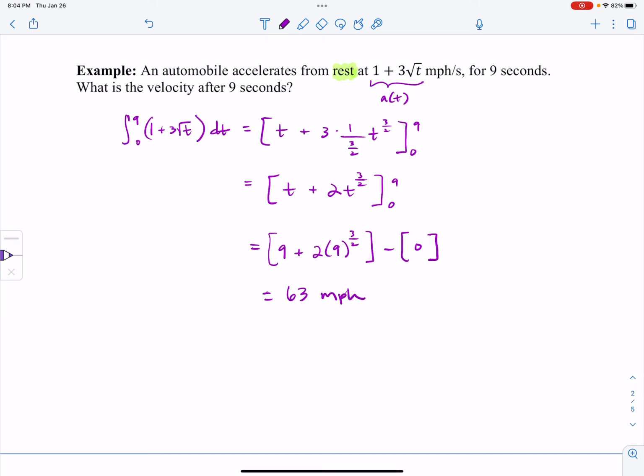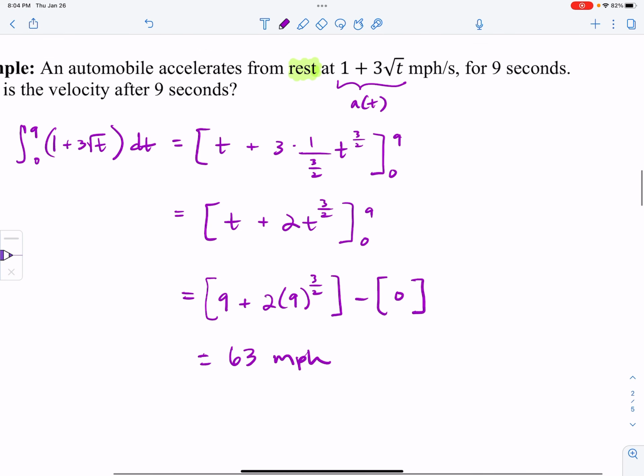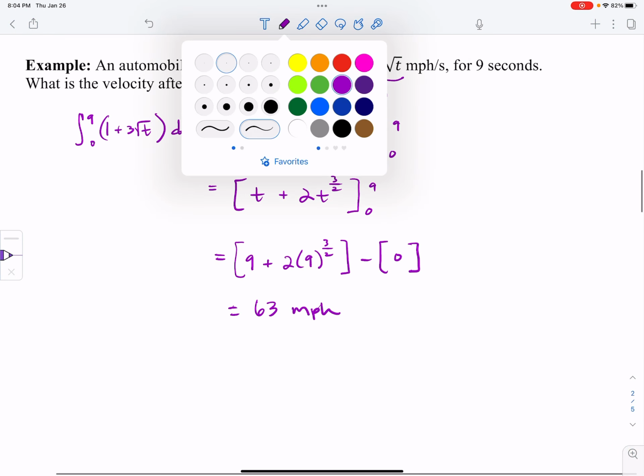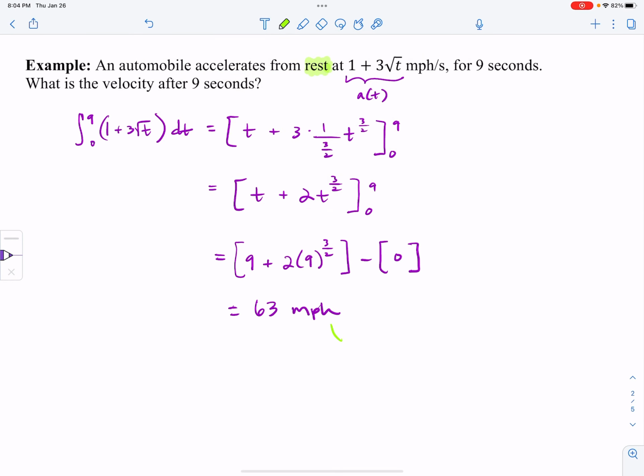So the velocity after 9 seconds, and that's because it's saying after 9 seconds, so that means from 0 to 9 seconds, the change in velocity from t equals 0 to t equals 9 is 63 miles per hour. So this also ends up being the actual velocity at 9 seconds.